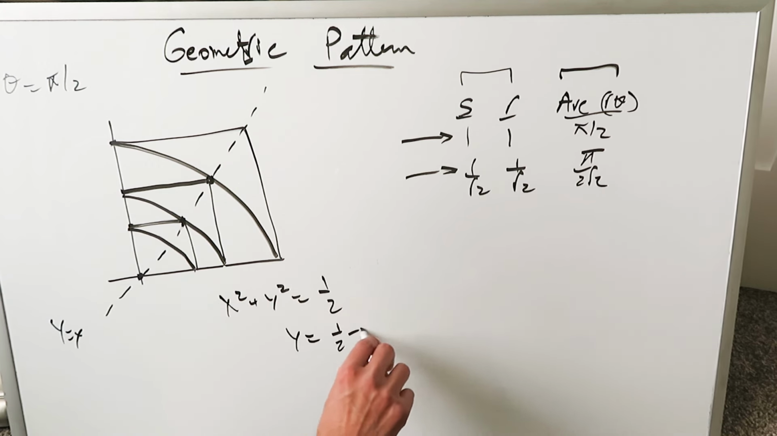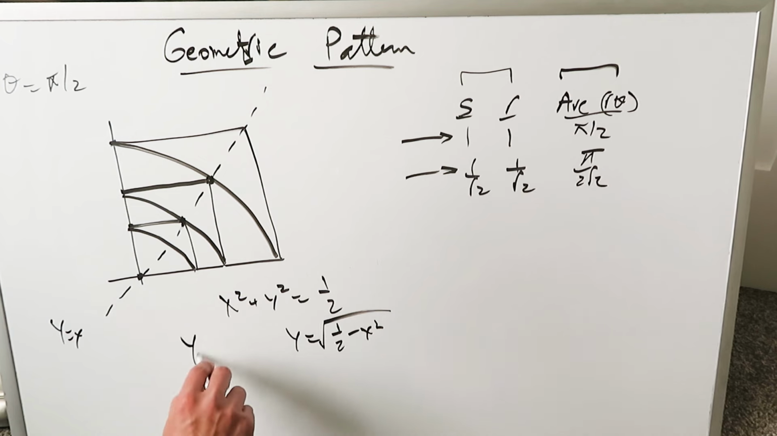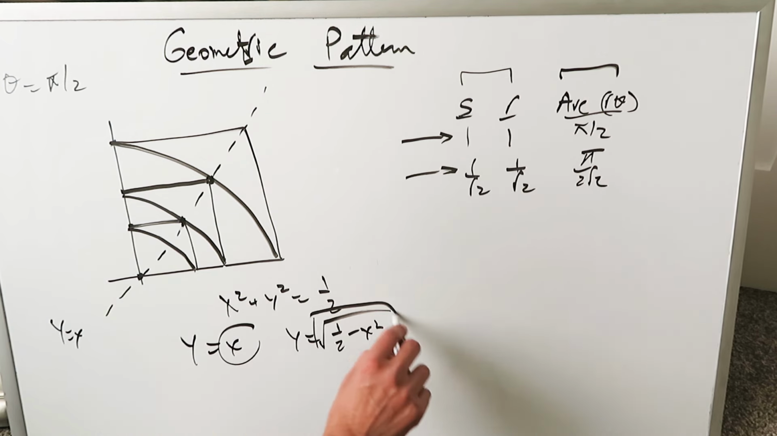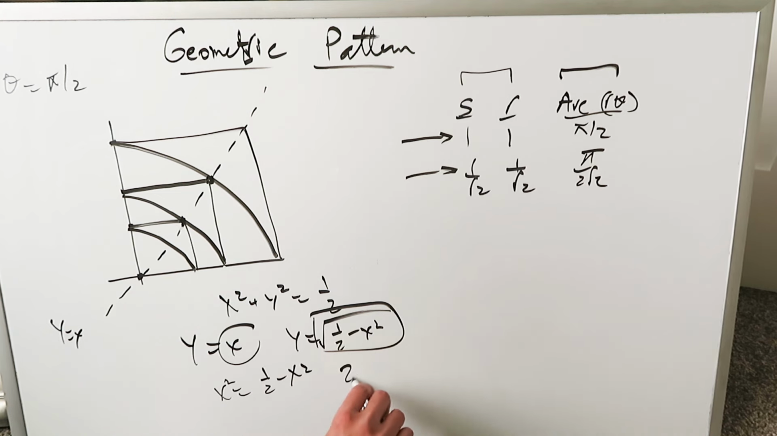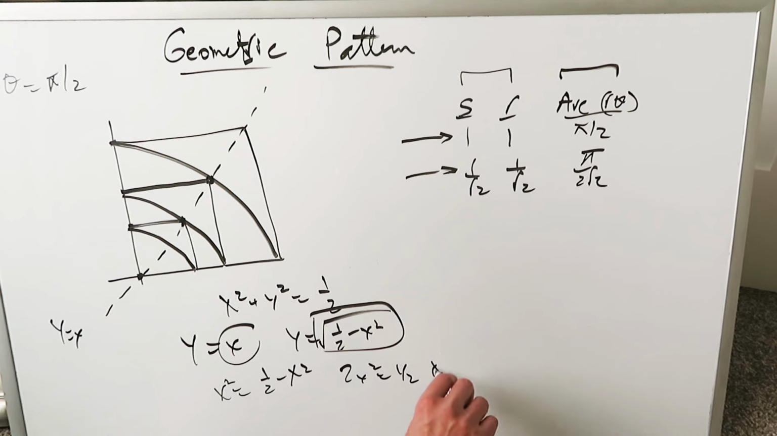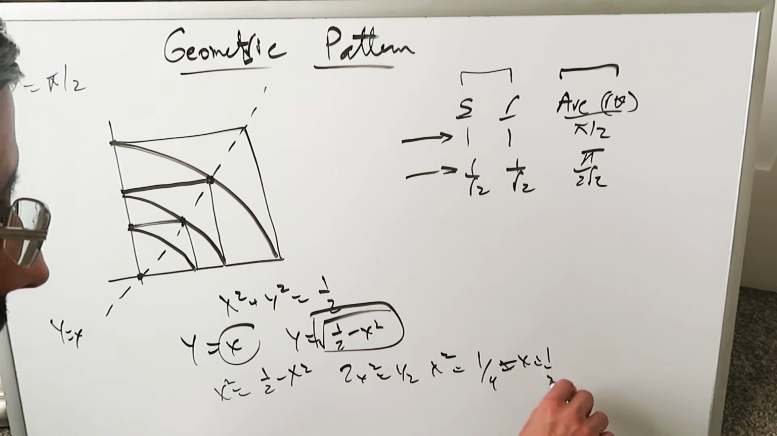Y is equal to 1 over 2 minus x squared root, and then always y equals x. You're doing the intersection point of these. You'll have x squared is equal to 1 over 2 minus x squared. I took the root on the other side. 2x squared is equal to 1 over 2. X squared is equal to 1 over 4. And then x is equal to 1 over 2.